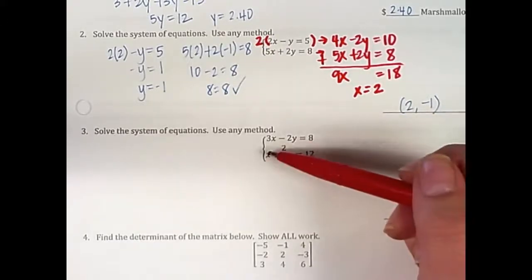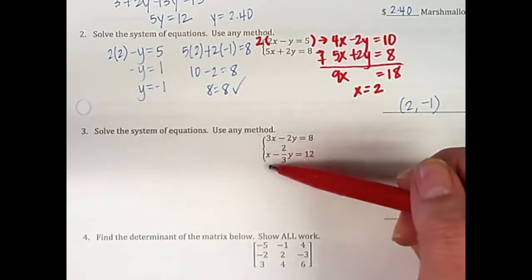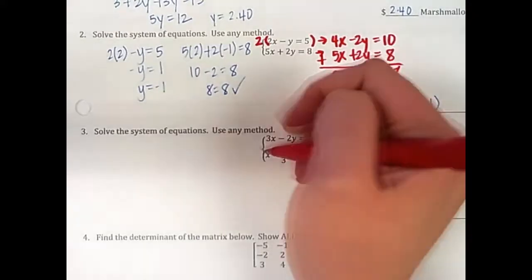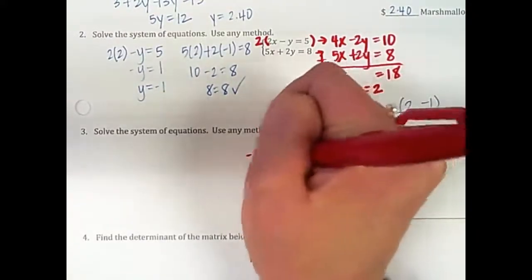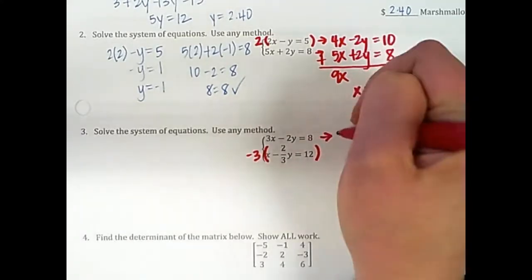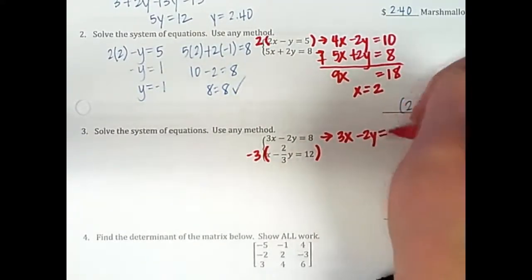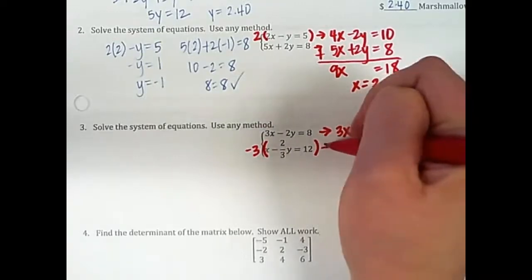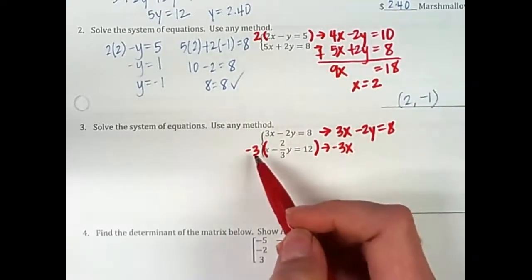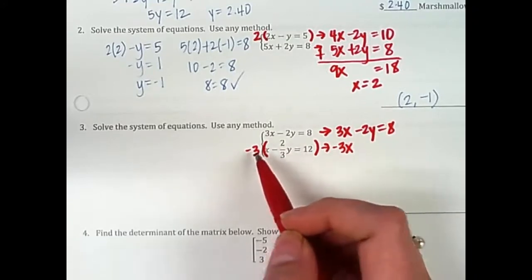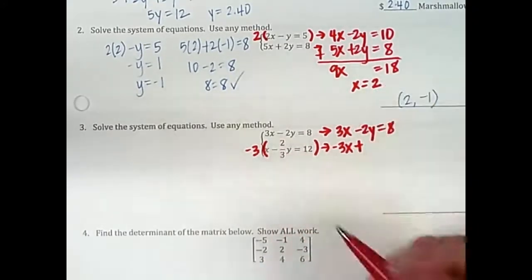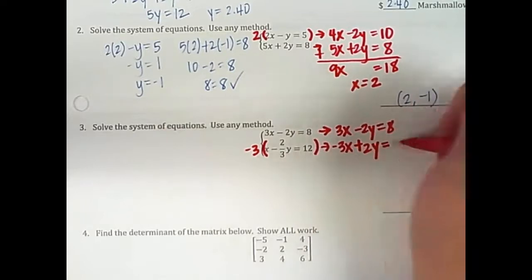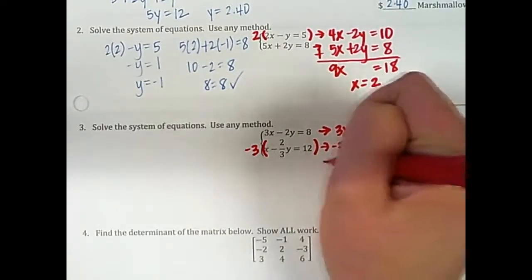So what I'm going to do is eliminate the x's because this looks yucky to me. So I'm going to multiply this whole bottom equation by -3. My first equation, 3x minus 2y equals 8, stays the same. And then my bottom equation gets multiplied by -3, so that becomes -3x. Now what happens when I multiply the 2/3 by the -3? First, it becomes positive, and then the 3's actually cancel out. So I'm just left with 2y equals -36.